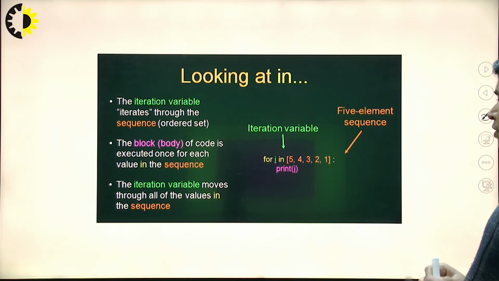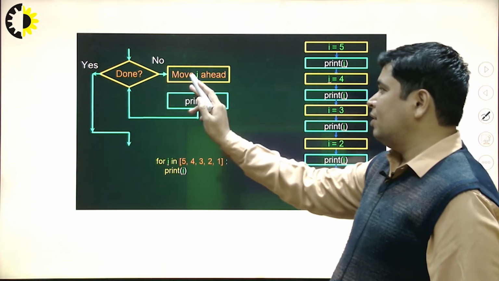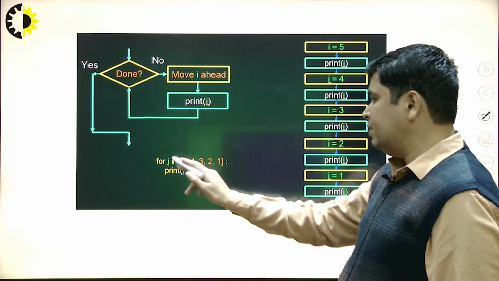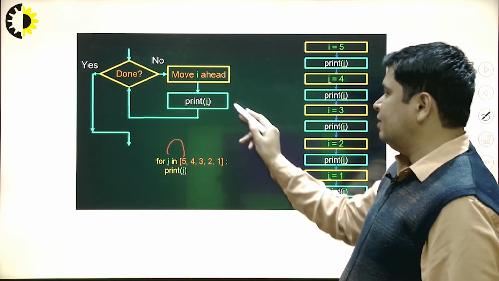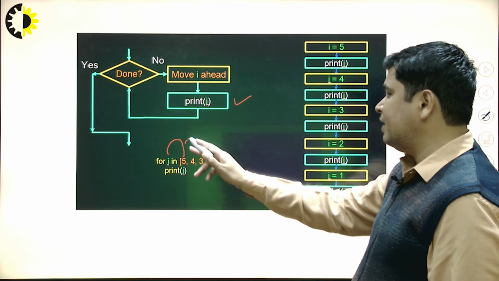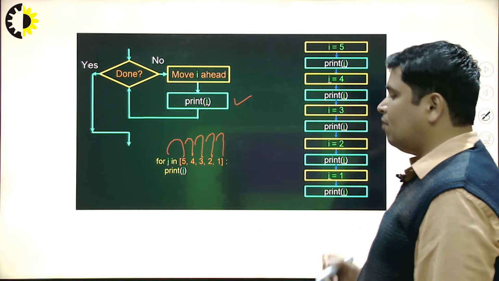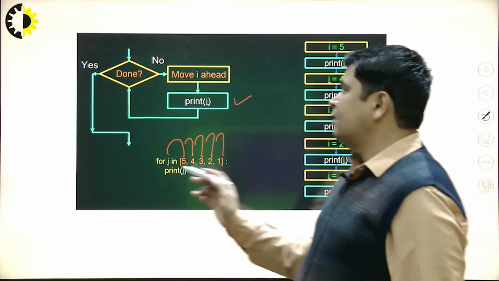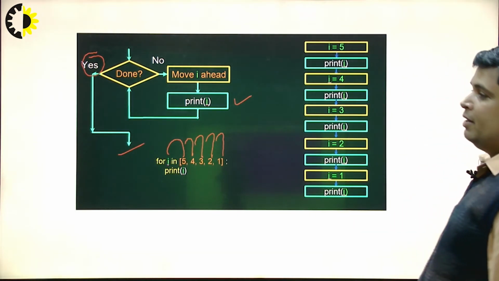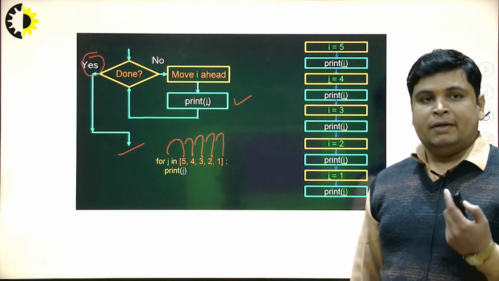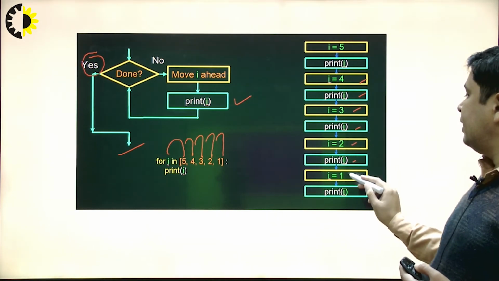If I want to understand this pictorially, you will see here the loop will start, and the loop variable moves in the forward direction. First it takes I, then if the value is available inside the sequence, this print I will be executed, then move to next, move to next. When all the values have been traversed and there is nothing left inside the sequence, the loop will be terminated. So I equal 1, print I, then for I equal 3, print I, for I equal 2, print I.